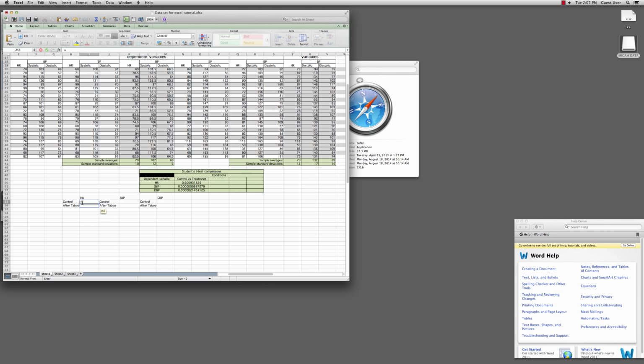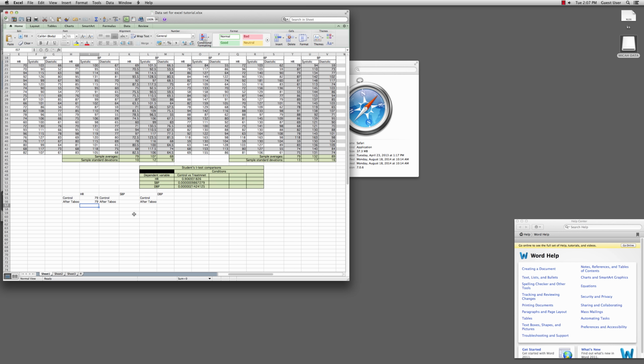So control heart rate equals, press the equals key, and then go click it, 79. After taboo equals sign 79. Equals 79. Control systolic is 107. Systolic after taboo is 132. Control diastolic is 68 equals that box. After taboo equals that box.